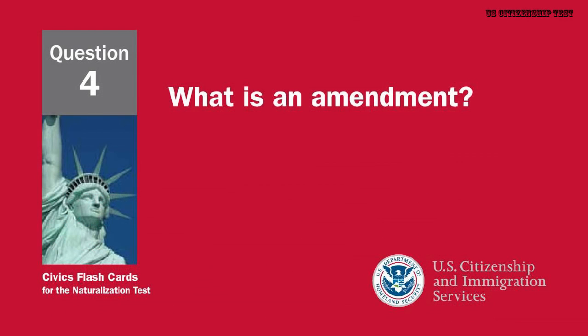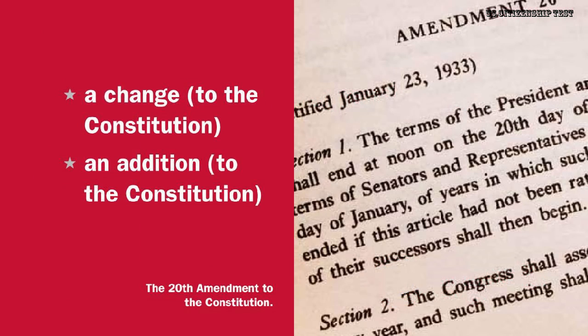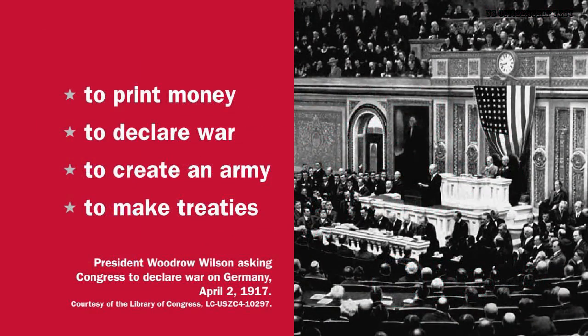What is an amendment? A change to the Constitution. An addition to the Constitution. Under our Constitution, some powers belong to the federal government. What is one power of the federal government? To print money. To declare war. To create an army. To make treaties.